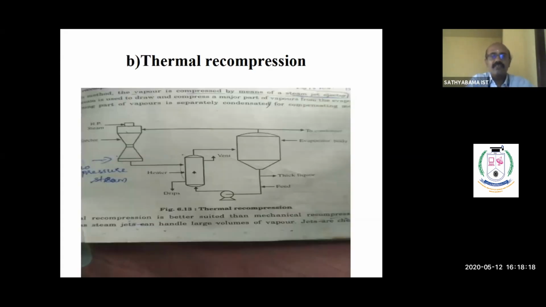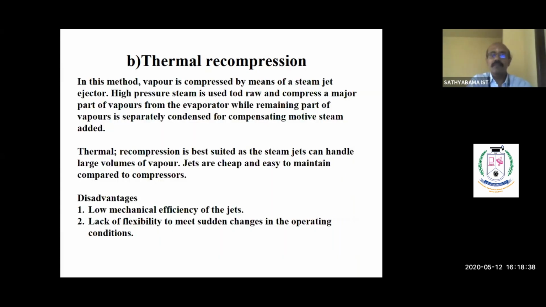Coming to the thermal recompression method, here the vapor is passed through a steam jet ejector, wherein the vapor quality can be greatly improved, and then it is passed through a heater to remove the impurities, and then the steam is passed to the evaporator. In this method, vapor is compressed by means of a steam jet ejector, wherein high pressure steam is used to draw and compress a major part of the vapors from the evaporator, while the remaining part of the vapors is separately condensed to compensate for the motive steam added. Thermal recompression is best suited as steam jets can handle large volumes of vapor. Jets are cheap and easy to maintain compared to compressors.